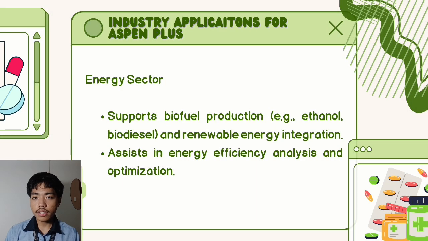Moving on to the energy industry, Aspen Plus is a valuable tool for modeling energy systems, especially in the production of biofuels and integration of renewables. It supports biofuel production, like ethanol and biodiesel, and renewable energy integration. And it also assists in energy efficiency analysis and optimization. In the energy field, Aspen Plus helps improve energy efficiency, explore alternative fuel options, and support sustainable development.